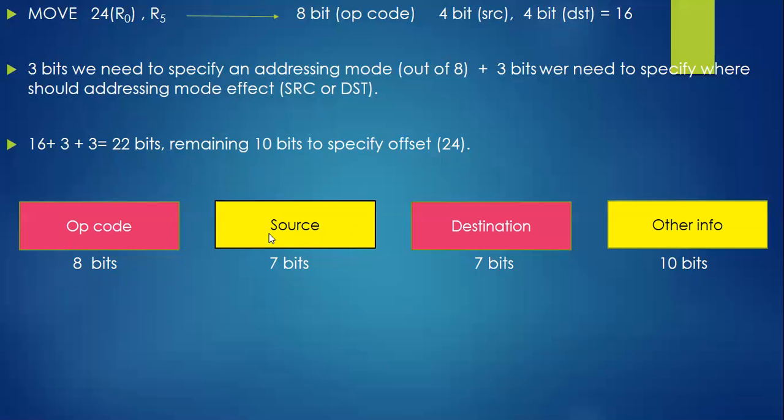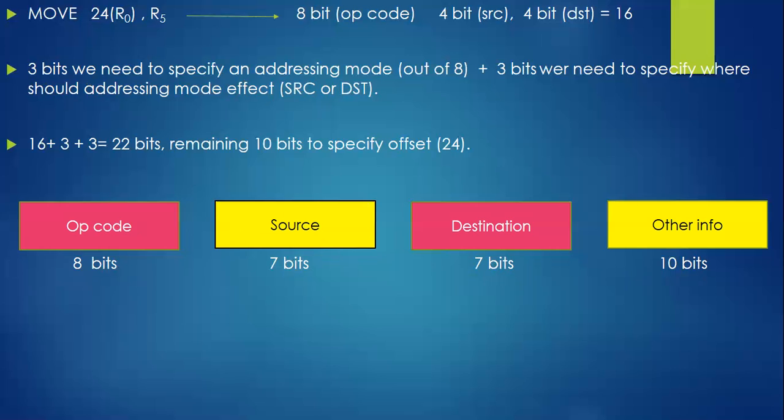Opcode 8 bits, source 7 bits, destination 7 bits. Don't get confused. This was a representation like 8 plus 4 plus 4, but here we are adding 3 over here, and 3 here, because of this. Don't get confused, both are the same. 8 plus 7 plus 7 plus 10 exactly. 7 plus 7, 14. 14 plus 8, 22. 22 plus 10, 32 exactly. So a total of 32 bits will be utilized in this fashion.